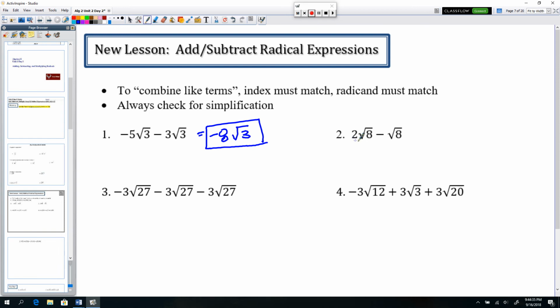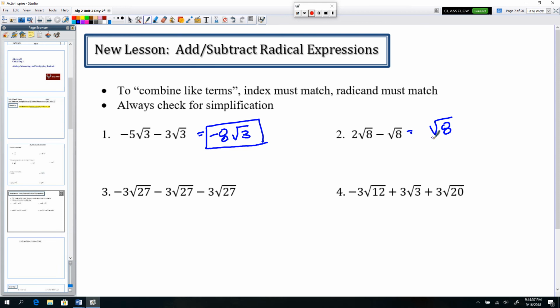On number 2, once again, we have the same index. They're both square roots, not cube roots or fourth roots or anything like that. They're square roots, and they're both the square root of 8, so they match underneath there as well. So we have 2 of them minus 1 of them leaves 1 positive square root of 8.